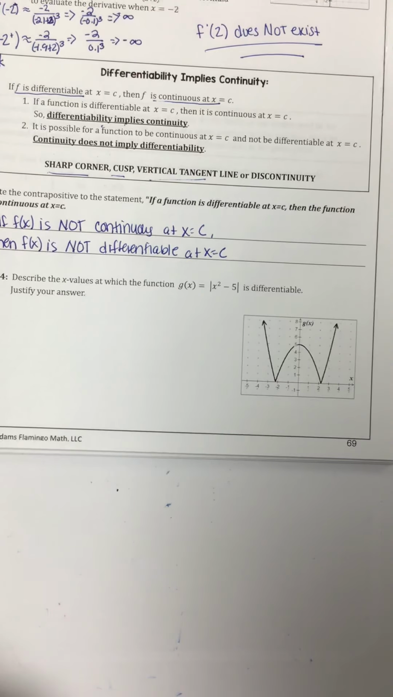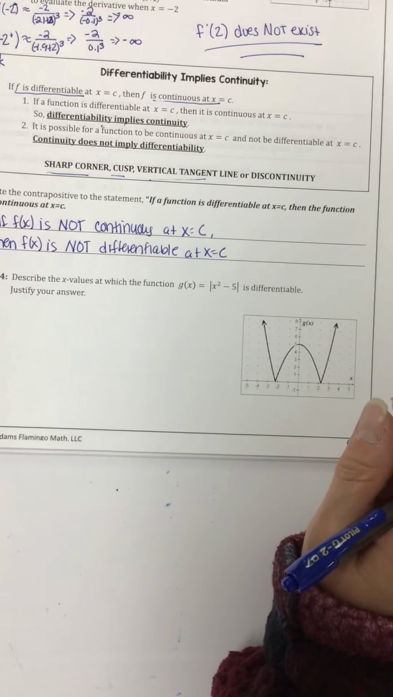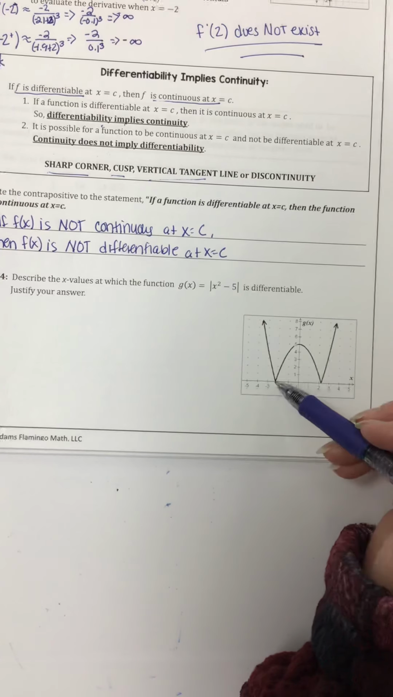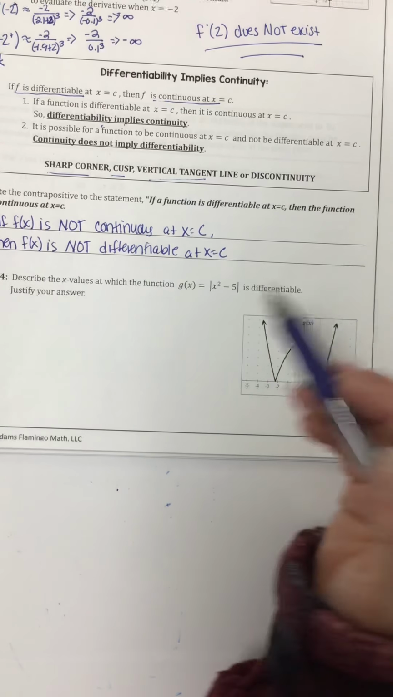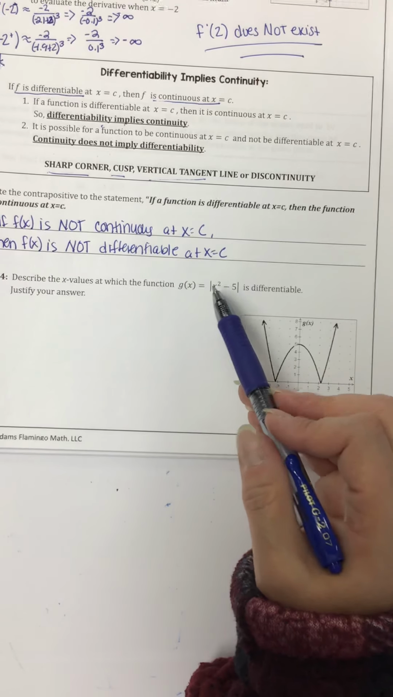Describe the x values at which the function g of x equals the absolute value of x squared minus 5 is differentiable. Justify your answer. So we need to look for where the problem areas would be, right? And they give you the graph, and you can see where those would be concerning. But we know that absolute value creates a V, or it turns the negative values positive, right? So if we just had x squared minus 5 or negative x squared minus 5, that'd be an upside down parabola, and we have to flip the negatives to a positive, right? So everything that's below flips upside down, yes? So we know that we're going to have corners where what's in absolute value is equal to 0. Do you agree with that?